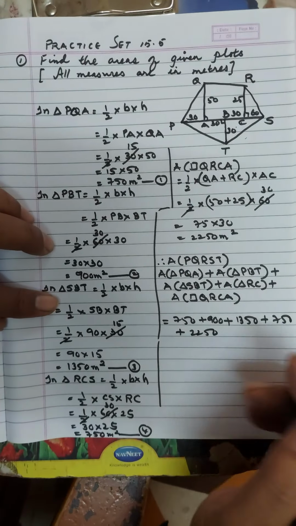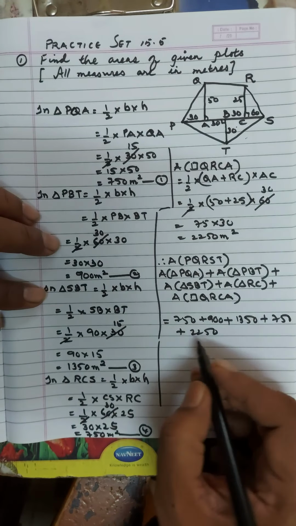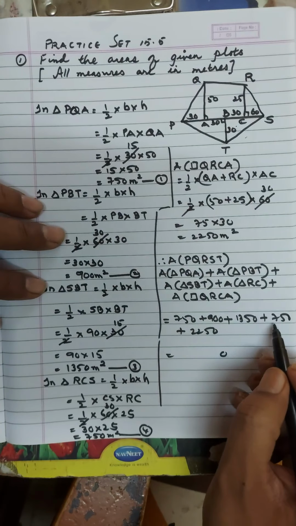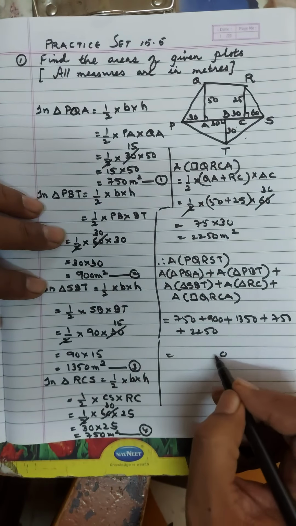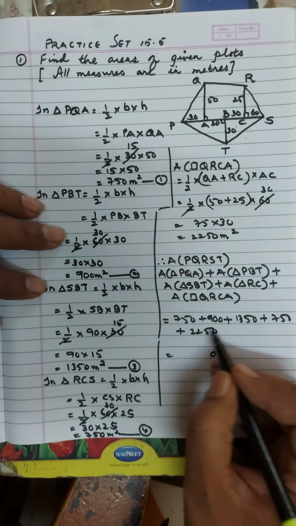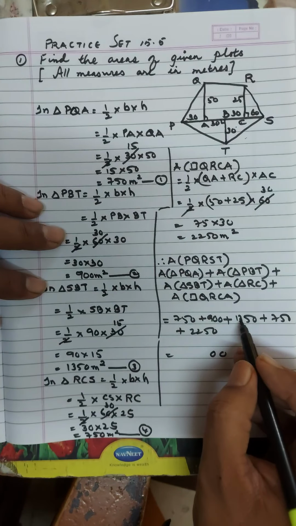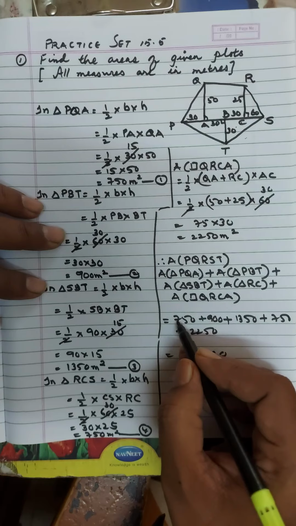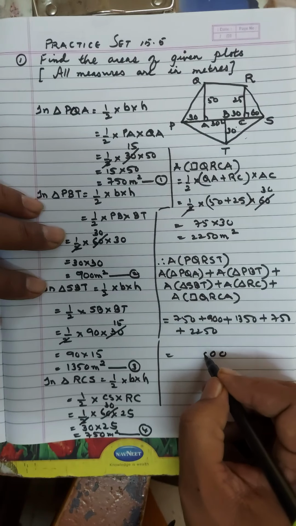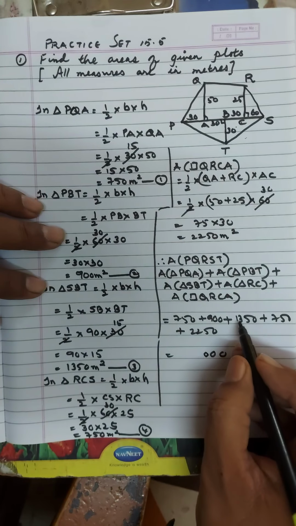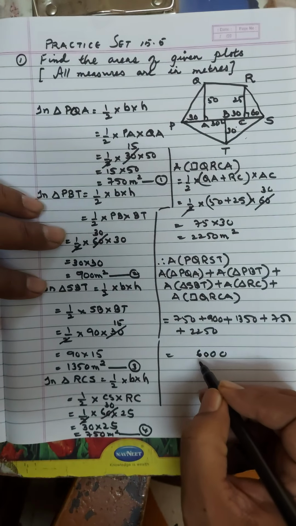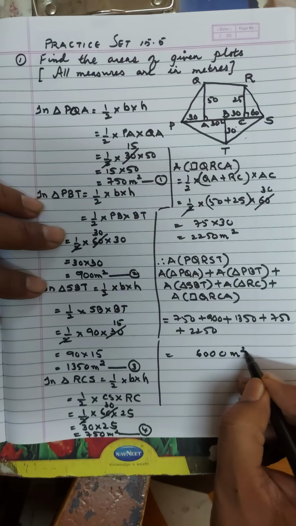Now we need to add it: 0, 0, 0, 0, 0, so it is 0, then 5, 10, 15, 15 and 20, again 0 and carry, then 2, 7, 9, 12, 12, 22, 23 and 7, 20, again 0 and carry. So 2, 3, 4, 5 and 6 carry. So the answer is 6000 meter square.